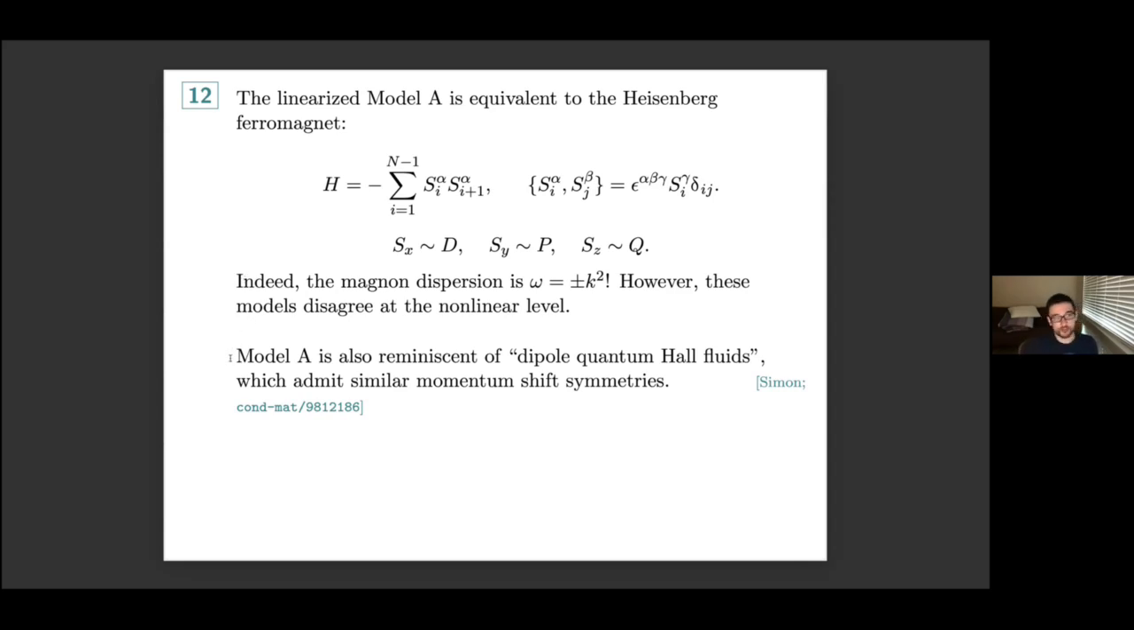Another analogy here, which is maybe a little weaker, is that there are sometimes models called dipole fermion models in quantum Hall systems, and these also have the momentum shift symmetry that I mentioned earlier. Typically, they're a little more non-local in space, though. But anyway, these are two models that effectively have a kind of momentum shift symmetry in them.